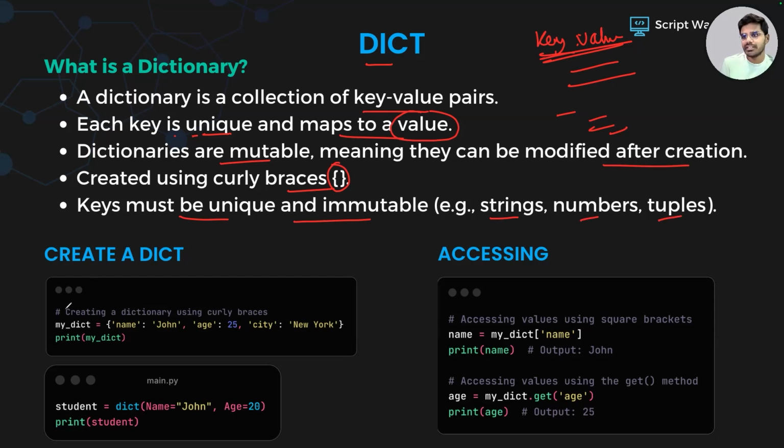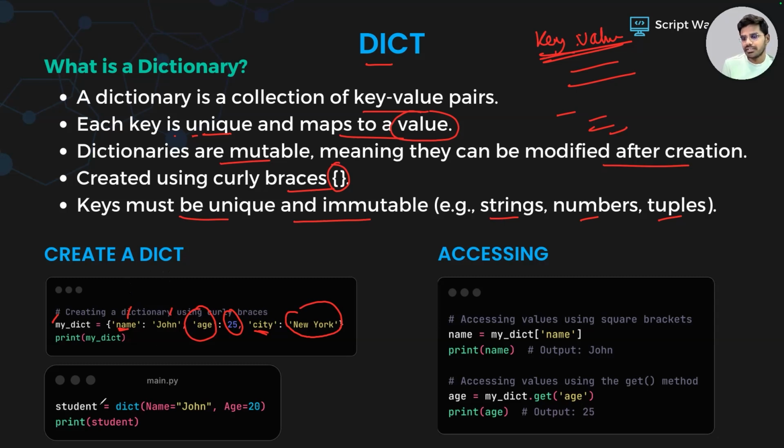How can we create a dictionary? We have a simple dictionary here. Name is the key, and the value is John. Age is the key, value is 25. City is the key, New York is the value. So here we have the key value pairs.